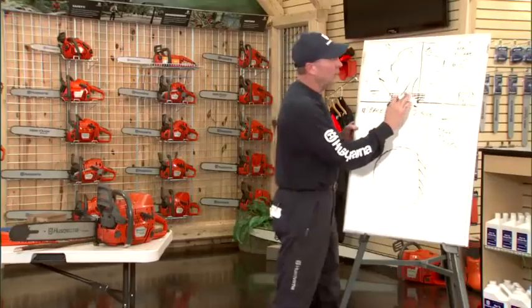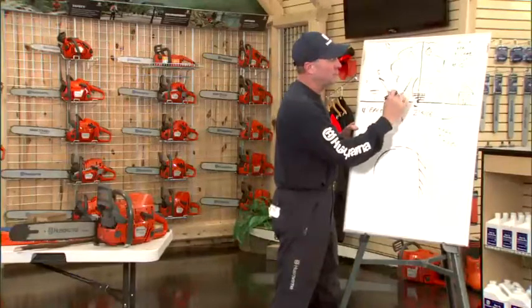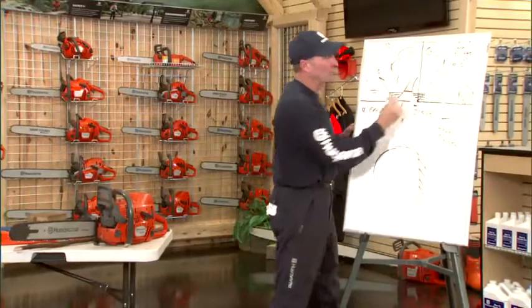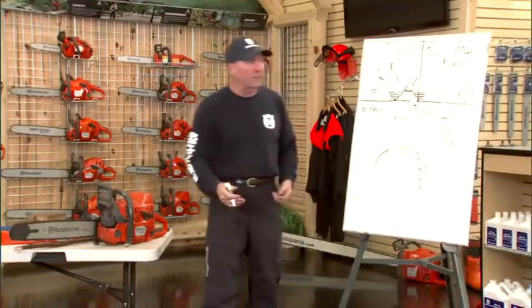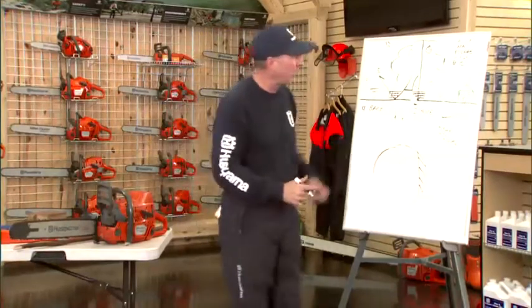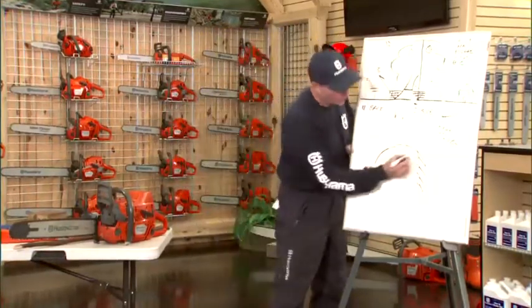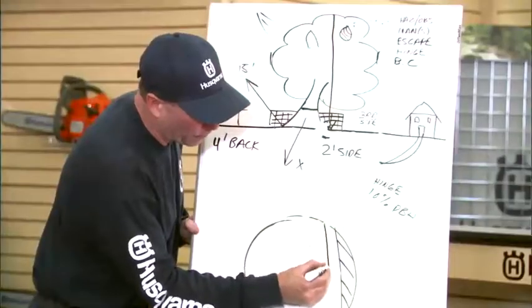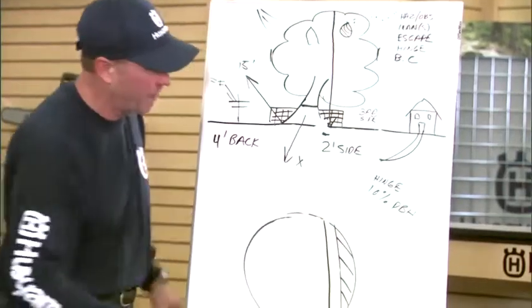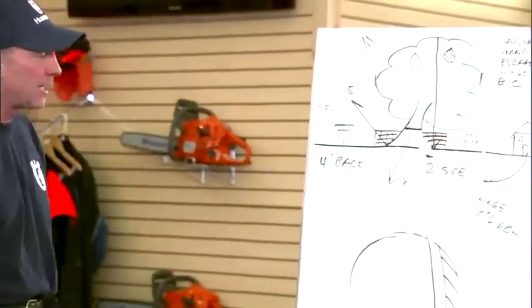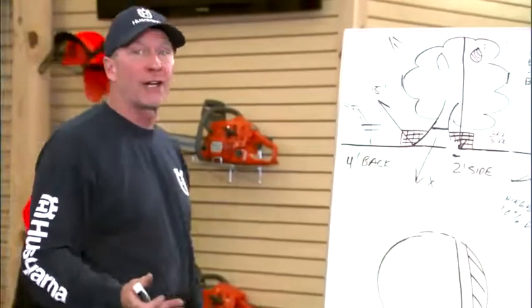Say the tree is 12 inches DBH, at breast height, 4.5 feet. So right off the bat, you're saying that your hinge needs to be 10% of 12, or just slightly over an inch. 1.2 would be the exact, but it doesn't have to be that precise. A little more than an inch, or about an inch, if you will.